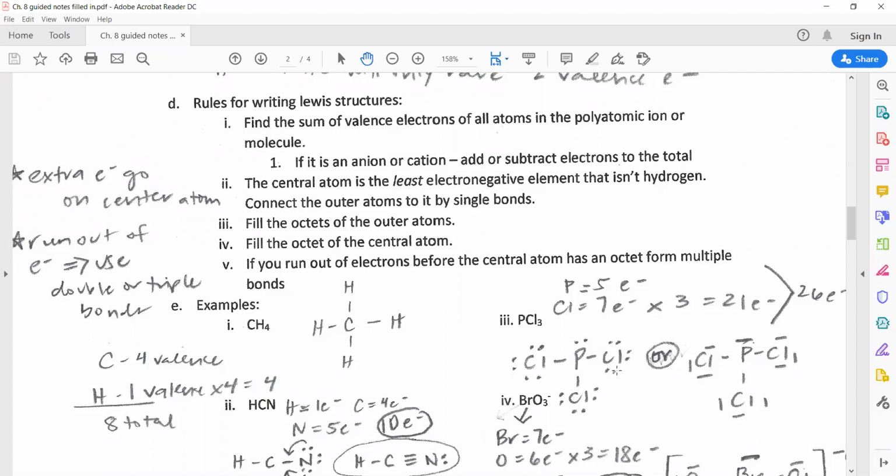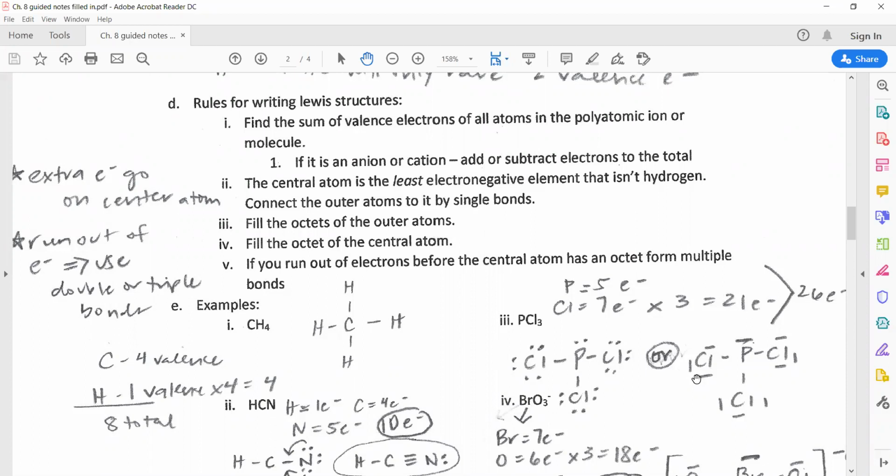So I pause again. I've taken care of all the outer atoms, right? I stop and count. There's 8 here, 8 here, and 8 here. That gives me 24. I have 26 to work with. So if I've filled up the outers and I have extra, I then go to the center atom, which is P, and I put those extra 2 electrons there. So at this point, I've hit the 26 electrons. I'm out, and I check and see if everybody's happy. Well, phosphorus has 8 around him, and each chlorine has 8 around them. So everybody has hit the octet. I've used the correct number of electrons, and I'm done.